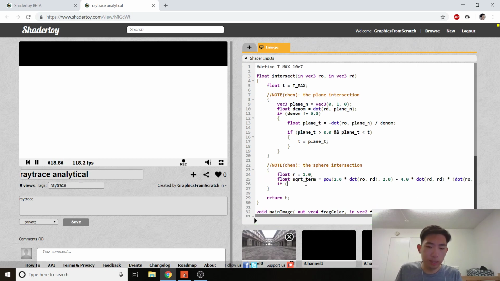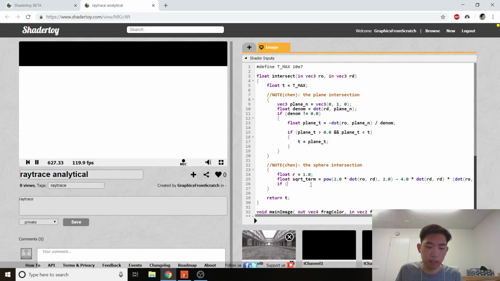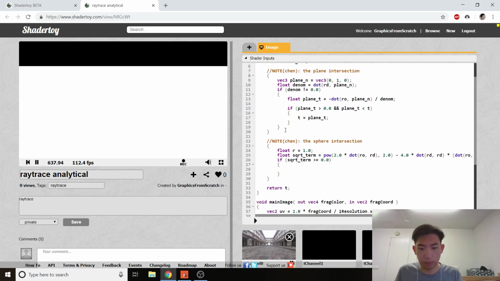The ray will only intersect with the sphere if the term inside the square root is positive or 0. If it does not, then there is no root for this function, meaning that there's no intersection at all. So if the square root term is bigger or equal to 0, then we continue our computation.